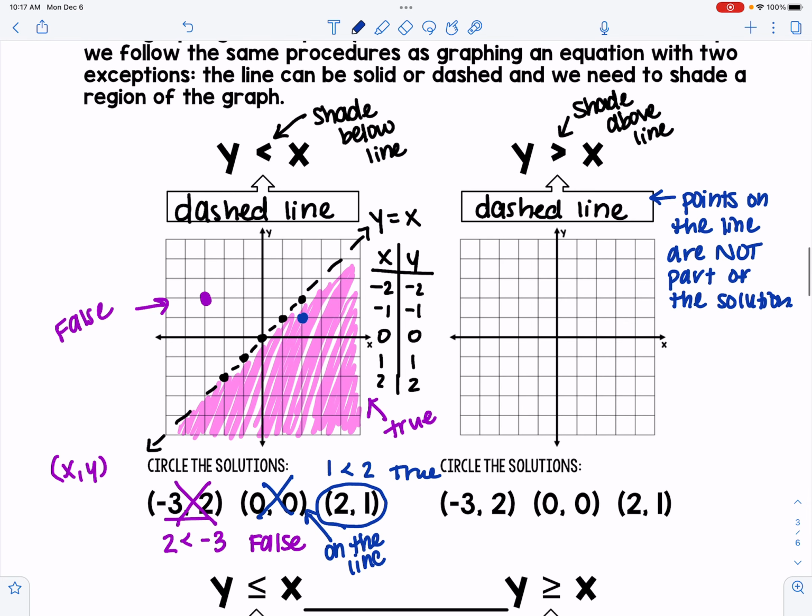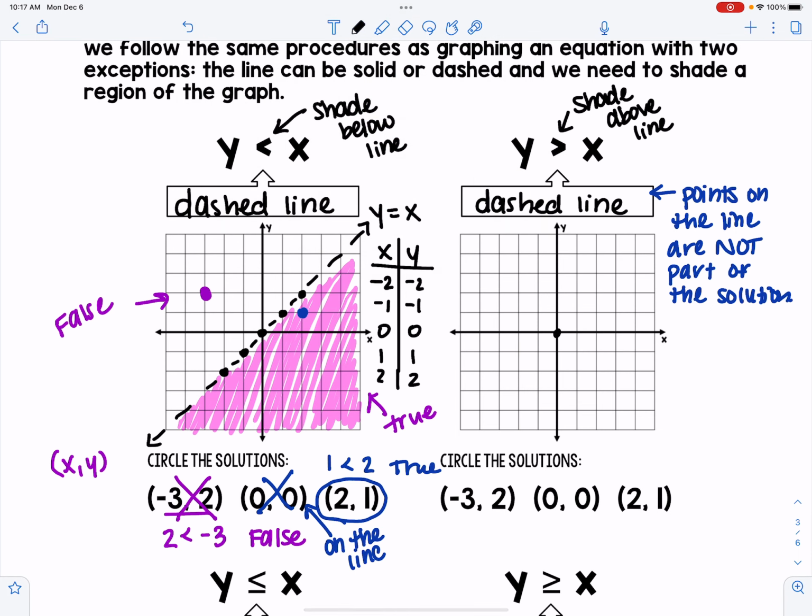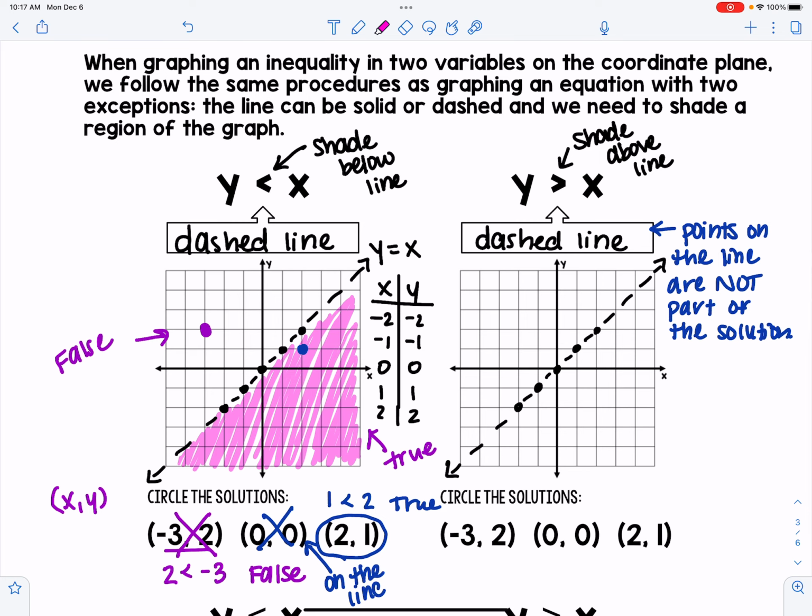All right, moving on to the next one, like we said, we're going to use the exact same table of values. So I'm going to go ahead and plot those exact same points again. And that's still going to be a dashed line because I have greater than as my inequality symbol. But this time, since it's greater than, instead of shading below the line, we're going to shade above the line. So we're going to shade right here.